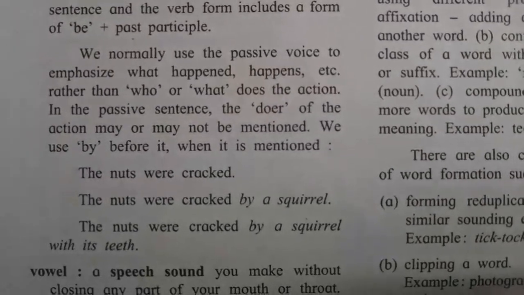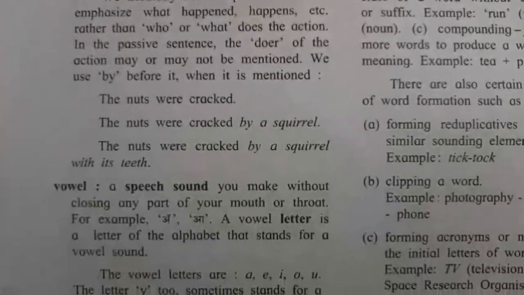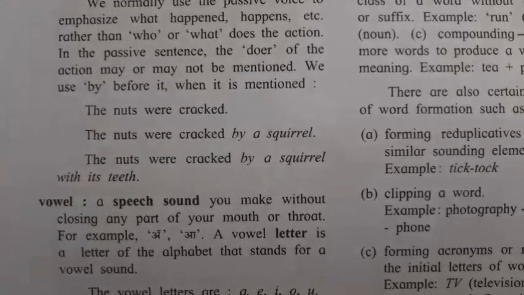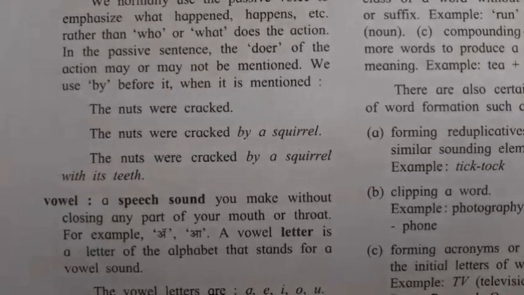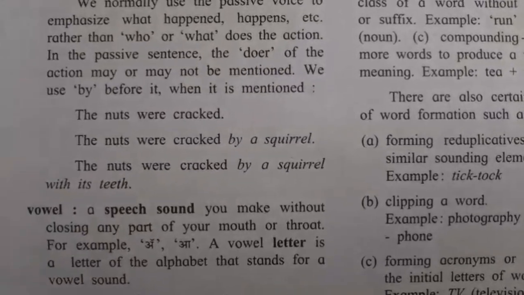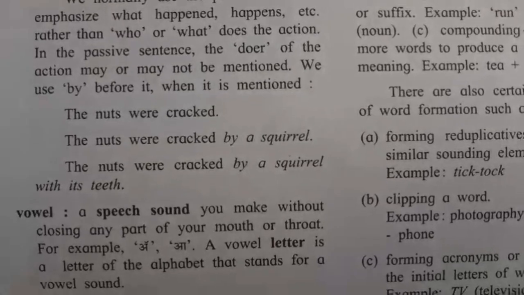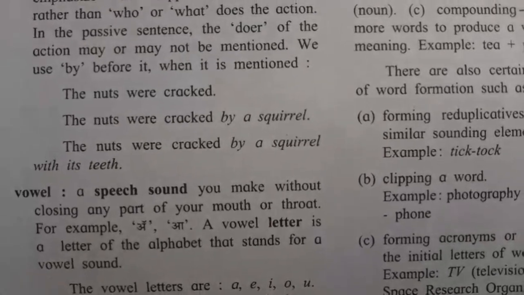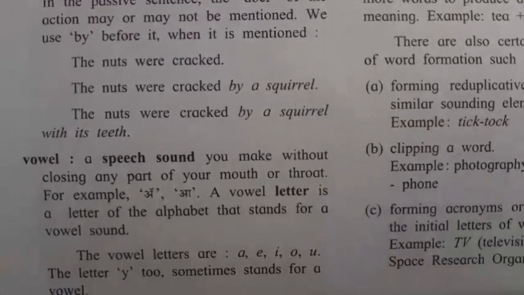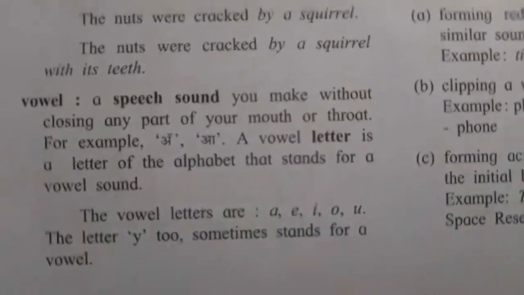We normally use the passive voice to emphasize what happened, happens, etc., rather than who or what does the action. In the passive sentence, the doer of the action may or may not be mentioned. We use by before it when it is mentioned. The nuts were cracked. The nuts were cracked by a squirrel. The nuts were cracked by a squirrel with its teeth.